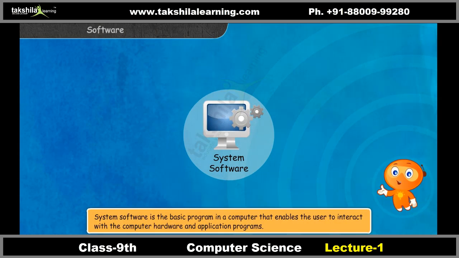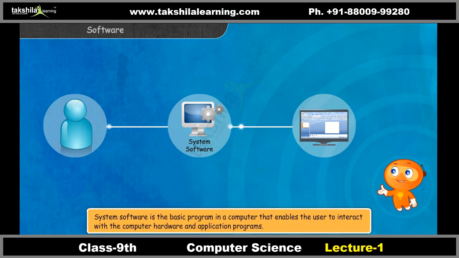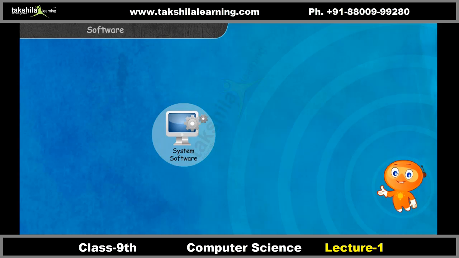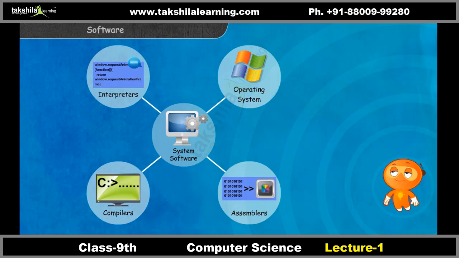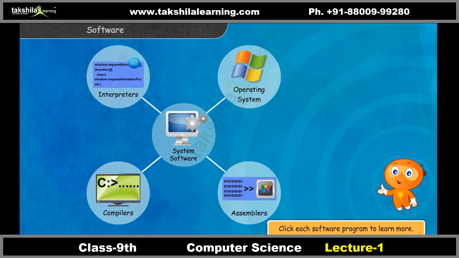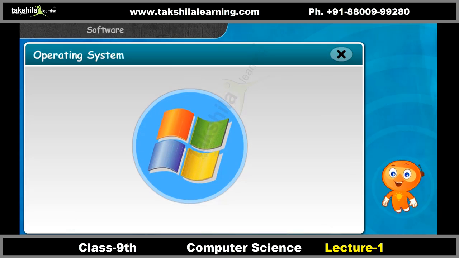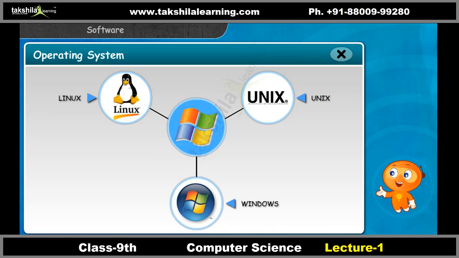System software is the basic program in a computer that enables the user to interact with the computer hardware and application programs. System software is again classified into operating system, assemblers, compilers, and interpreters. Click each software program to learn more. Operating system is the basic program that controls the computer. The popular operating systems are Linux, Unix, Windows, etc.